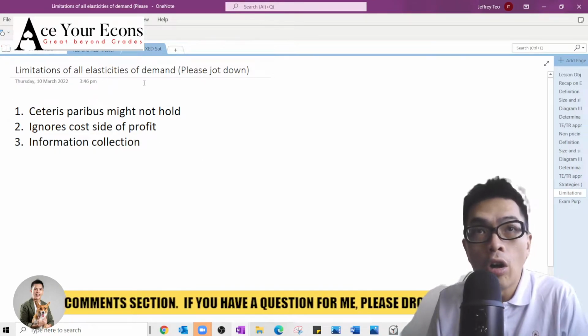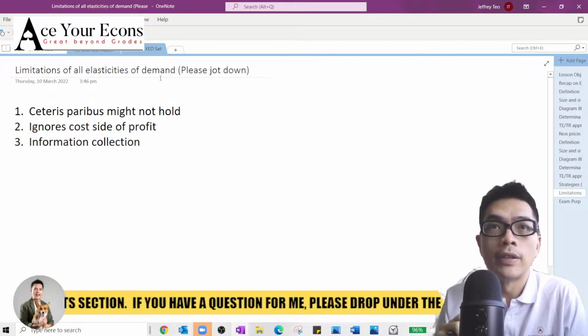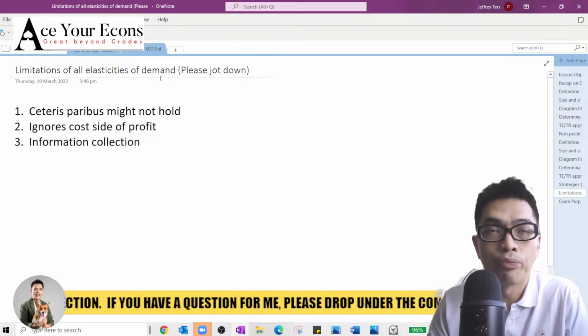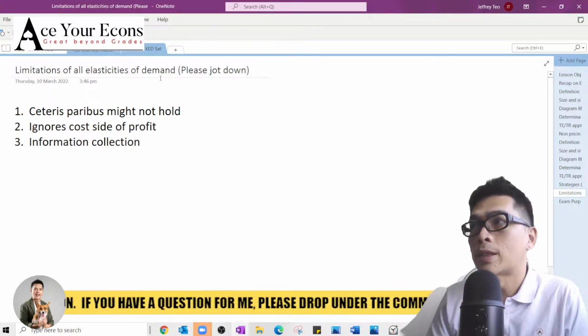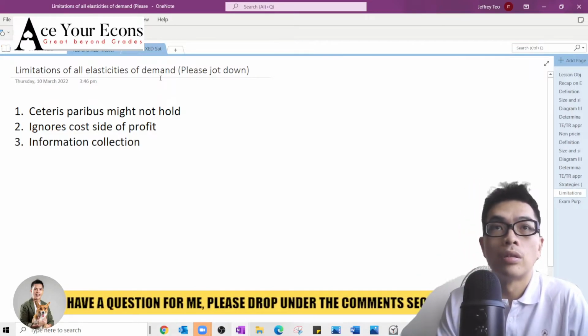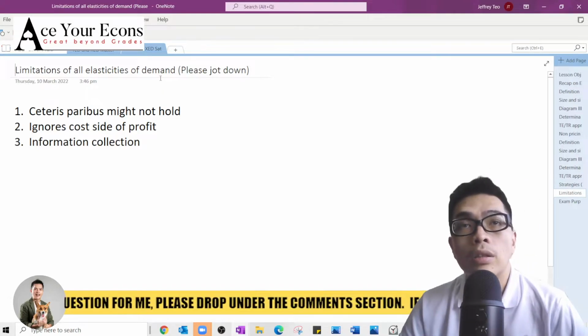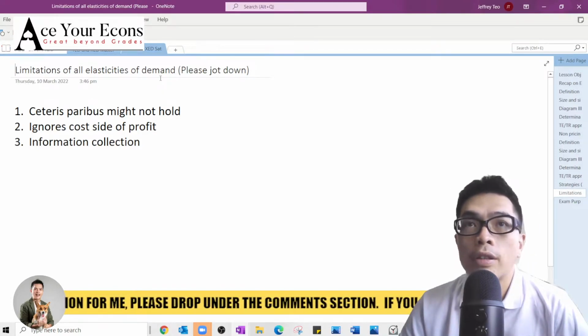For all three elasticities, PED, YED, and XED, we are all concerned about maximizing revenue. Please don't say maximize profit, because we cannot tell profit without a cost curve. This will be covered in depth under firms and decisions. It ignores the cost of profit.